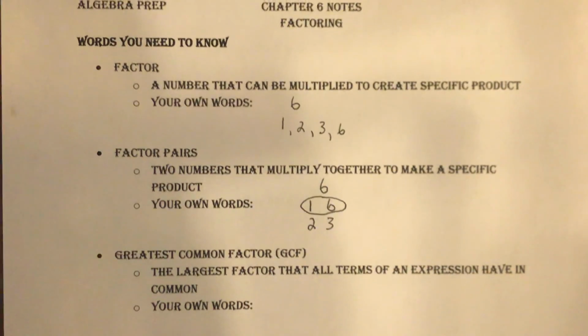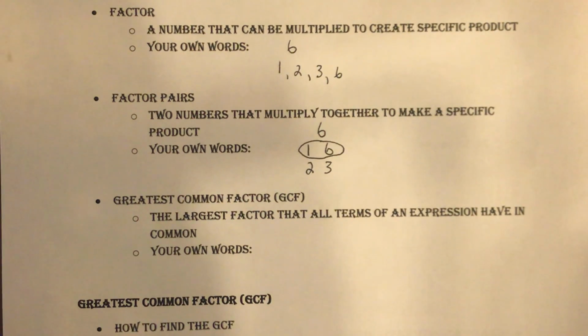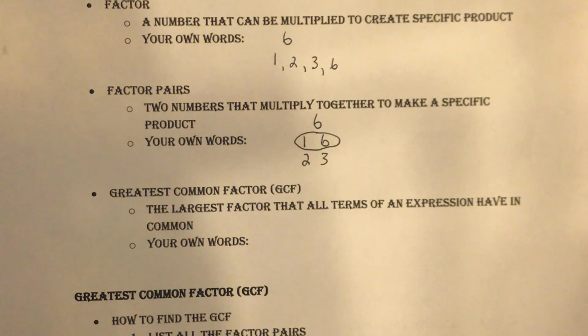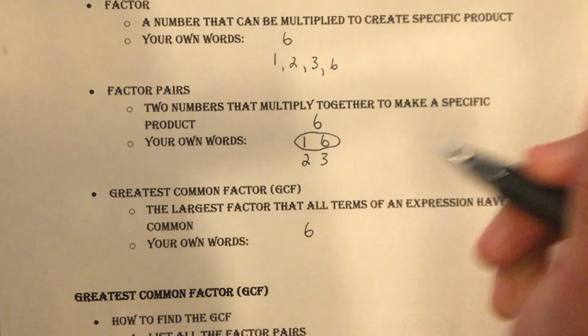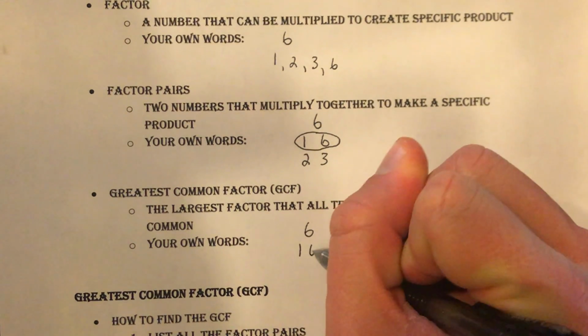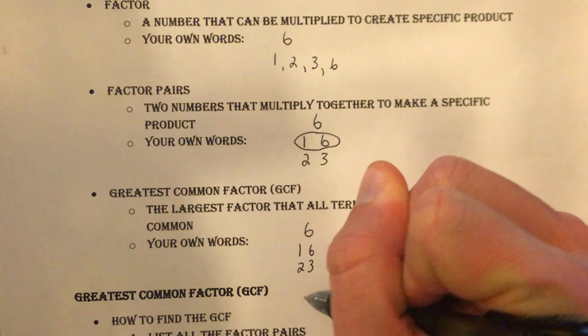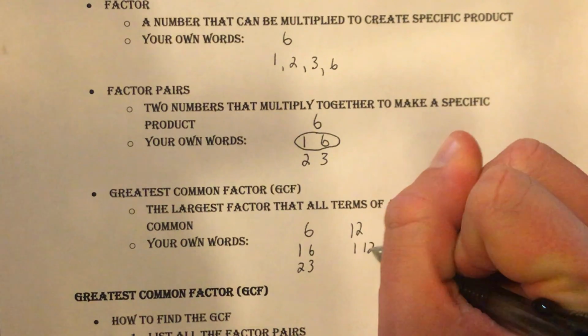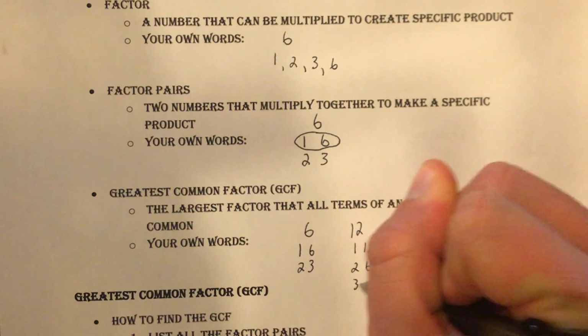Our last term we're going to talk specifically about in here is greatest common factor. And greatest common factor is the largest factor that all terms of an expression have in common. So it's going to be the greatest factor. So if we had 6 and 12 were the two numbers and we listed out the factors of them, 1 and 6, 2 and 3, and then 1 and 12, 2 and 6, 3 and 4.